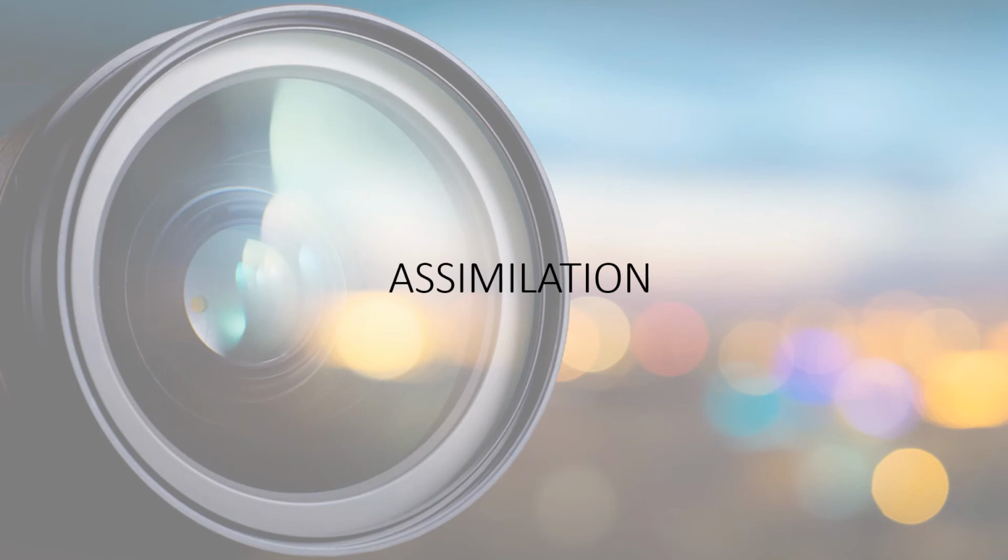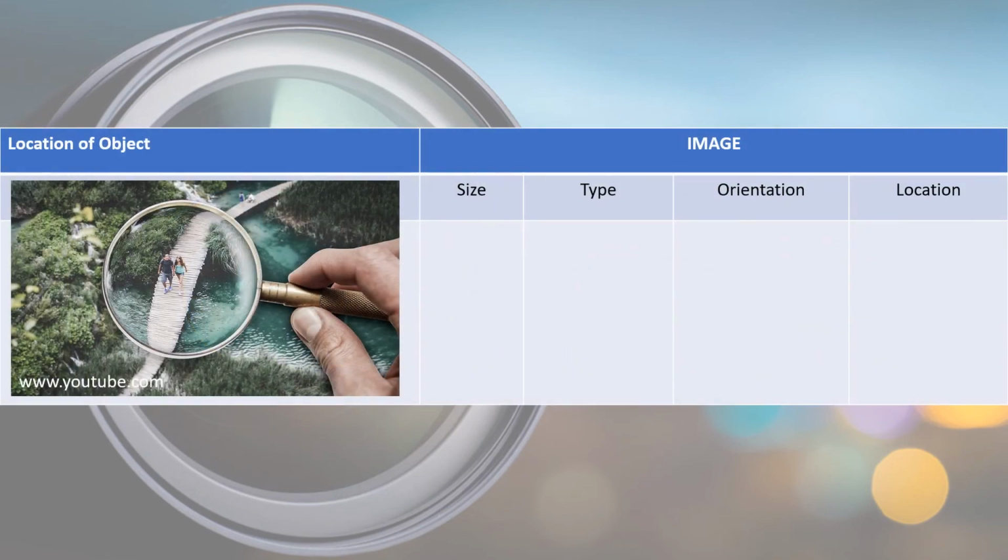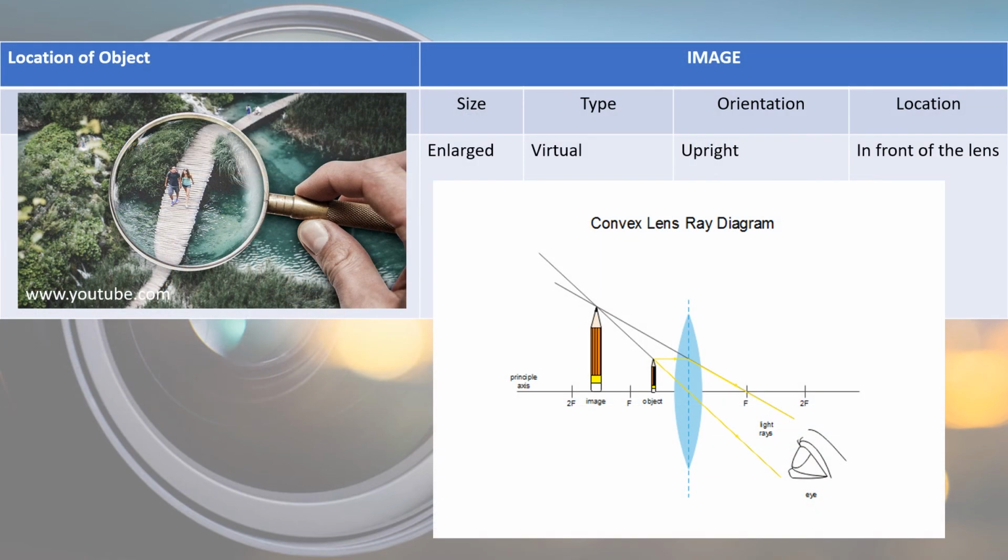For the assimilation part, please write your answers in your notebook to be recorded as an e-portfolio entry. Identify the size, type, orientation, and location of the image formed when you place the object between the virtual focal point and the lens for a magnifying glass. Let us check your work. When you place the object between the virtual focal point and the lens, you will produce an image that is enlarged, virtual, upright, and located in front of the lens.